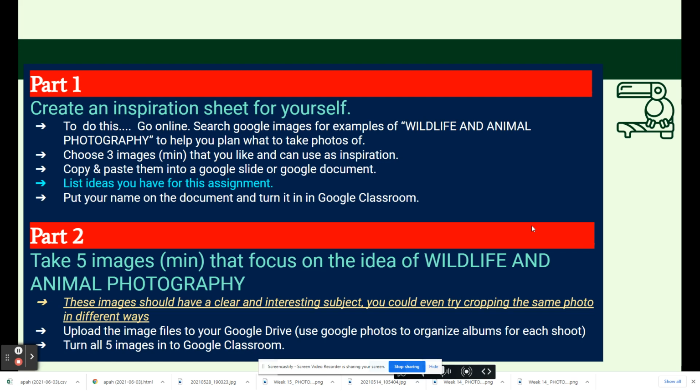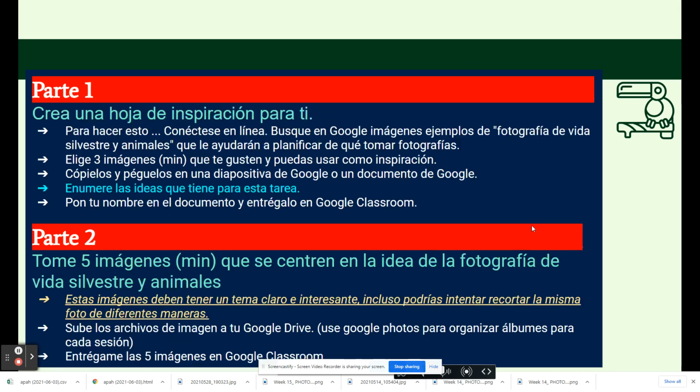So make sure you have an inspiration sheet and then 5 photos of animal or some sort of wildlife creature of some kind. It could be insects too.